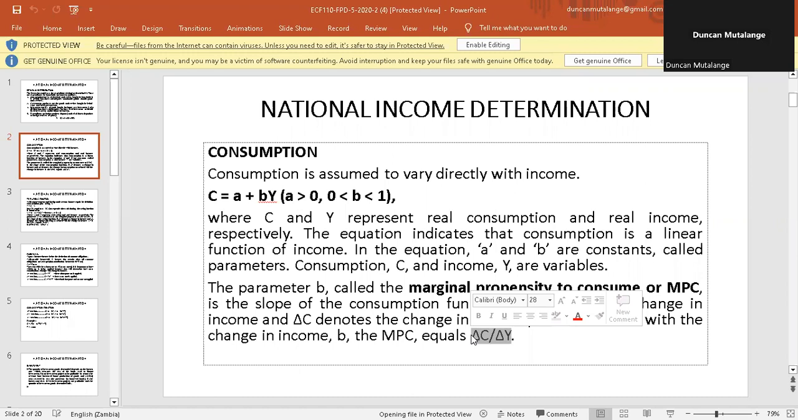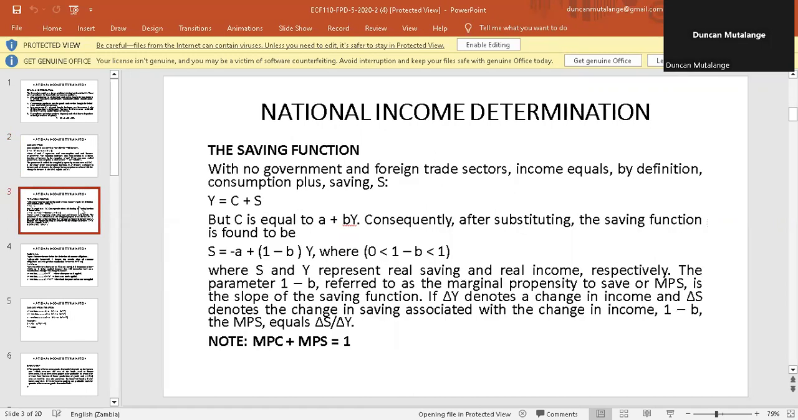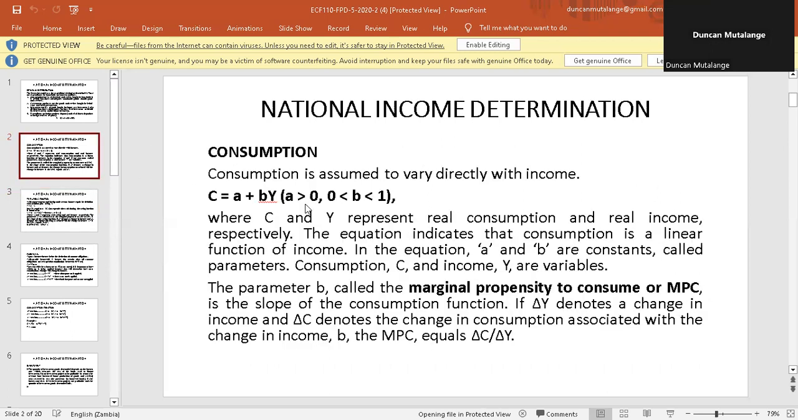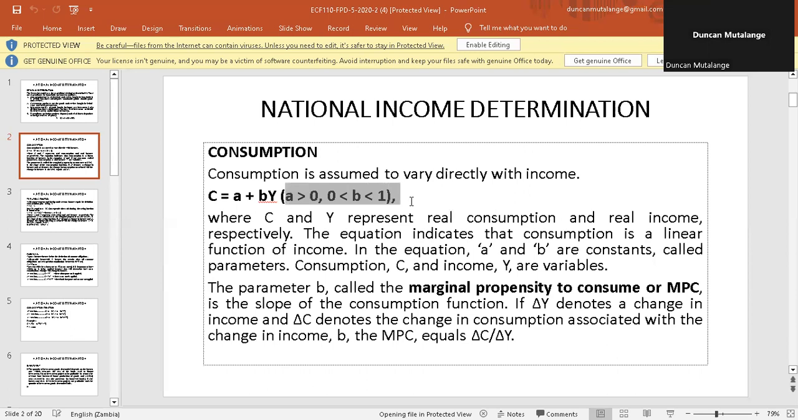And what have we found now? Ndinawe, what have you found? 0.5. Yes, 0.5. And that brings us to the next point here that is now on the slide. When we see this, the MPC, you can see on top here, what I've highlighted. The A is always greater than 0, for the consumption. And then B is between what? 0 and 1. Meaning the MPC, the highest number it can attain is a 1. The lowest number it can attain is a 0. So it's always between 0 and 1.